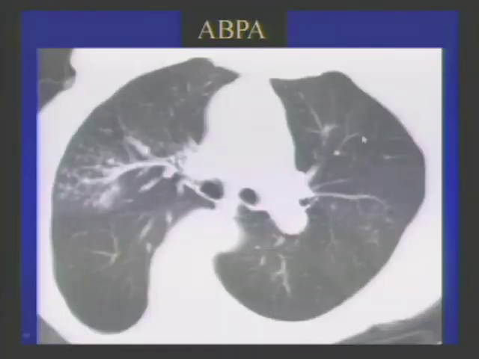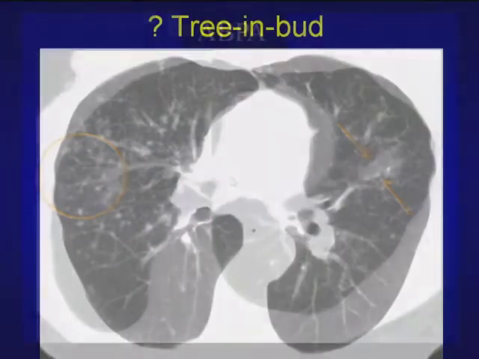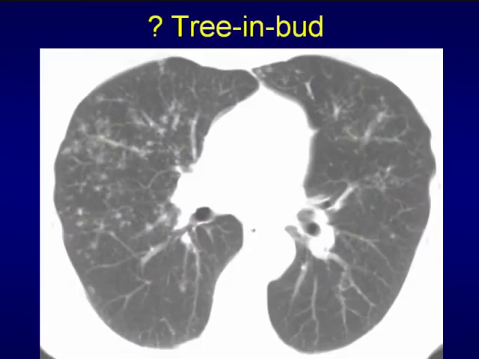Someone with ABPA and central lobular nodules, tree and bud, there on the right. A little bit in a slightly different location, had more typical cystic bronchiectasis and mucus impaction. Patient has asthma. That combination is pretty typical of allergic bronchopulmonary aspergillosis. We try to maintain our specificity for calling tree and bud because we want to be highly specific for infection.